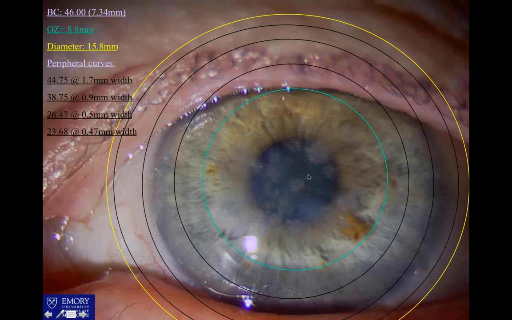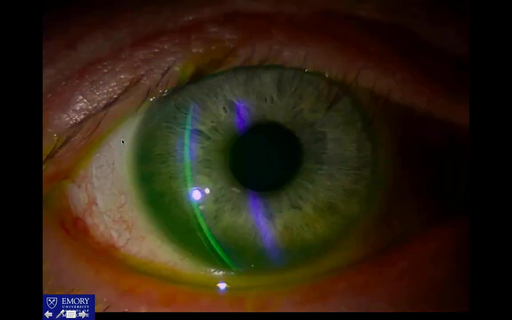Here's what it looks like. Again, you see these corneal granules coming forward with the haze associated with that. And centrally, this is the size of the optical zone. The optical zone was 8.8, with a 15.8 overall lens diameter, and diagrammatically, the different peripheral curves that were placed in there. What the lens looks like on the eye.